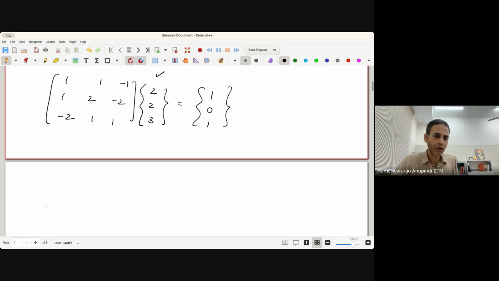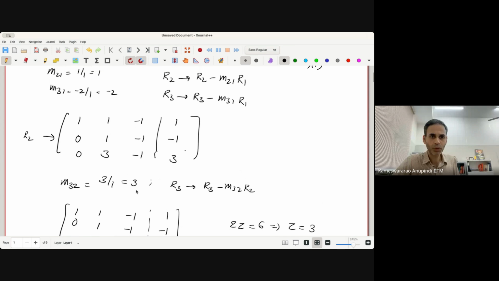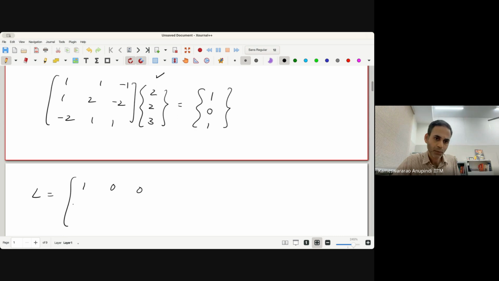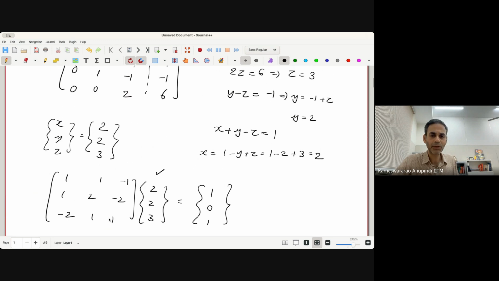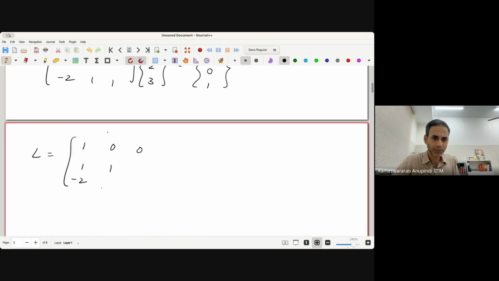Now, let me formulate my lower triangular matrix. Lower triangular matrix is 1, 0, 0. My M21 was how much? M21 was 1 and M31 was minus 2. So that is 1 and minus 2. And this is going to be 1. And then M32 was 3, right? That's what we have calculated. This was 3. Okay, so this is 3. This is 0. This is 1.